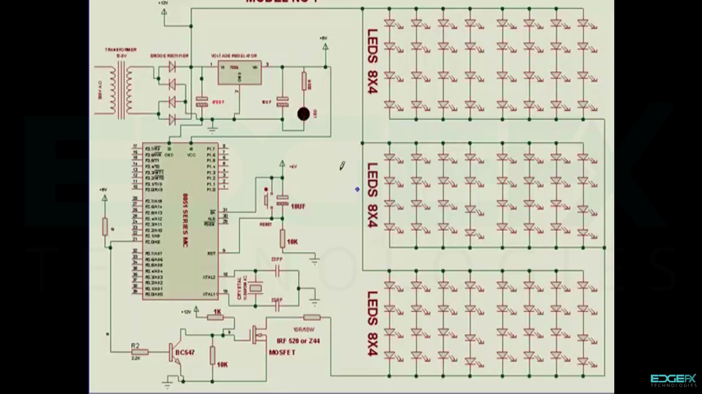The other connections are standard, for example the power supply, which has been discussed separately, and the standard connections of the microcontroller, for example the reset and the crystal, which are also separately discussed.